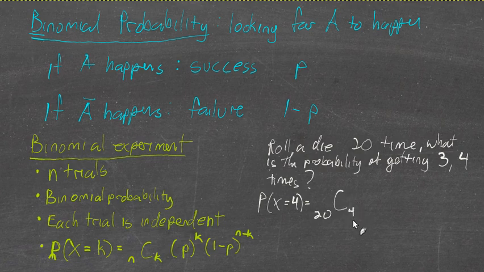20 choose 4, that's how many times you want to succeed. So multiply this by the probability of a success. The probability of getting a 3 is 1 out of 6, and we want that to happen 4 times. The probability that we will fail is 5 out of 6, and that's going to happen 20 minus 4 times, so that's supposed to happen 16 times.